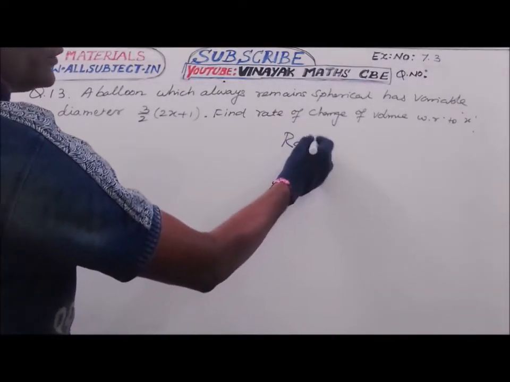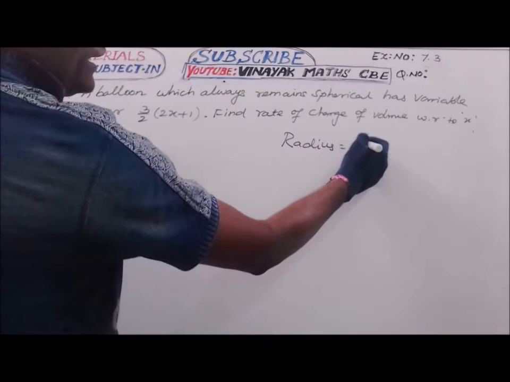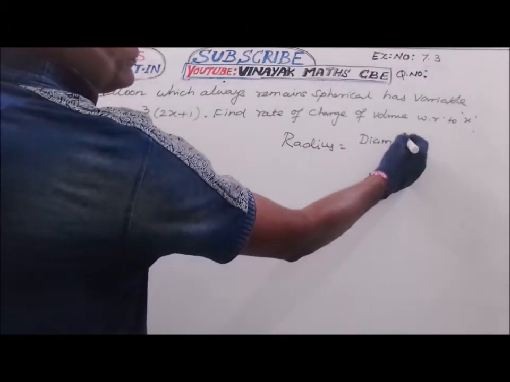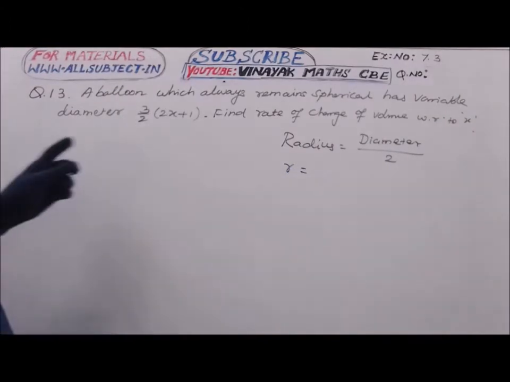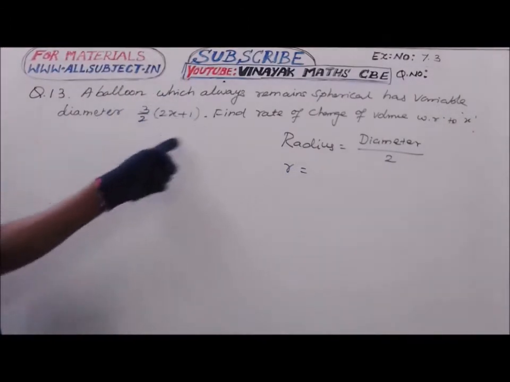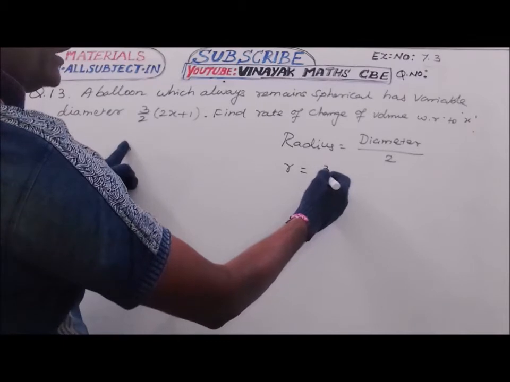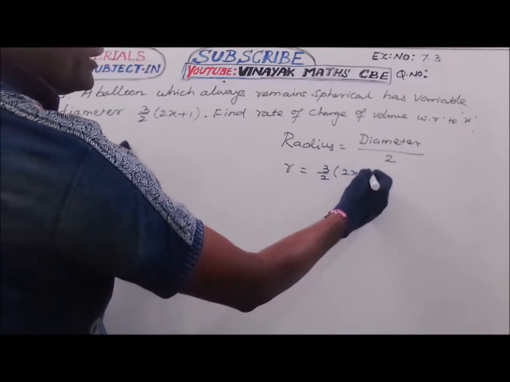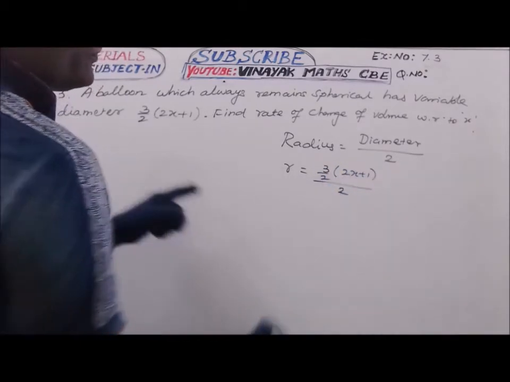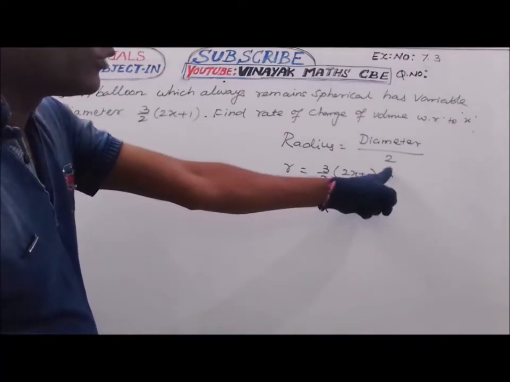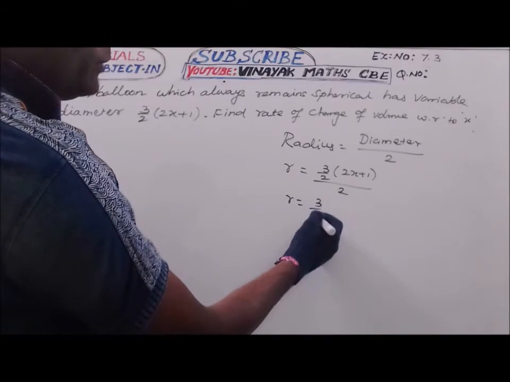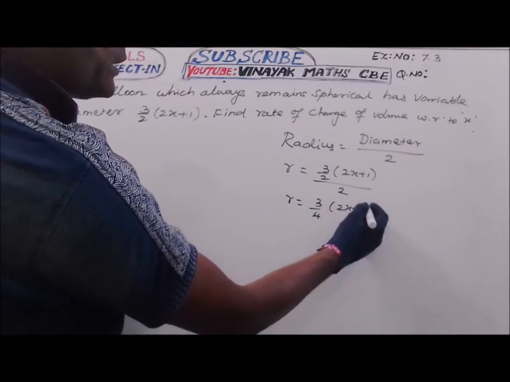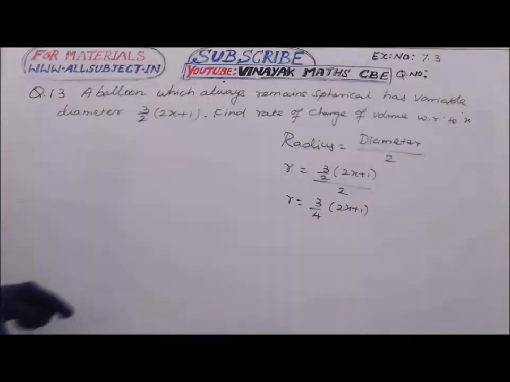Radius is equal to diameter divided by 2. So the required radius is the diameter value divided by 2: 3/2 into (2x plus 1), whole divided by 2. Now it will be the reciprocal, 1/2. So multiplying these two, we get r equal to 3/4 into (2x plus 1), which is the radius of the given spherical balloon.